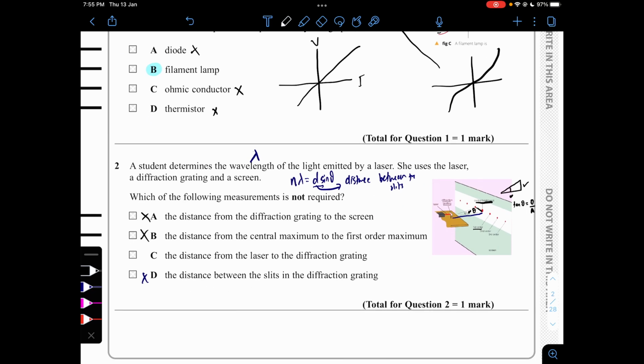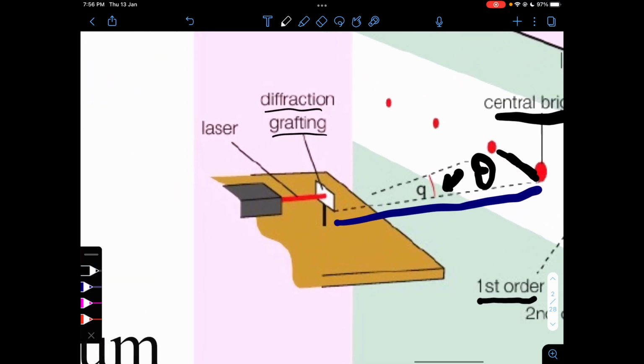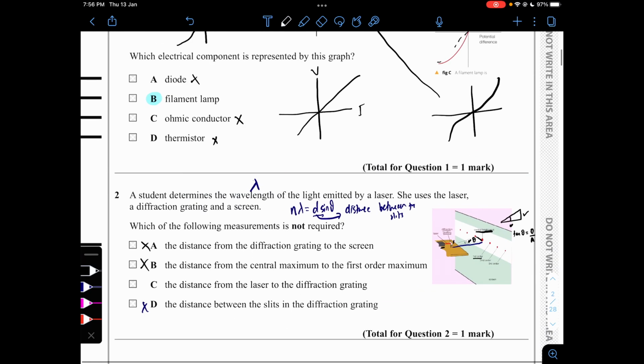So we're left with C, the distance from the laser to the diffraction grating. You can see over here the distance between the laser and the diffraction grating, we don't really use this distance. So that means it's not required.